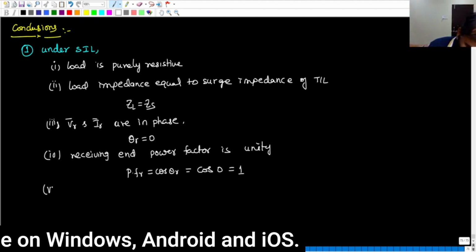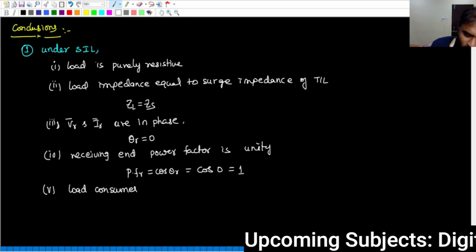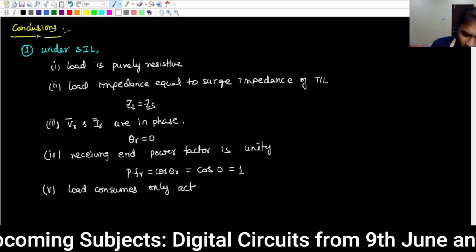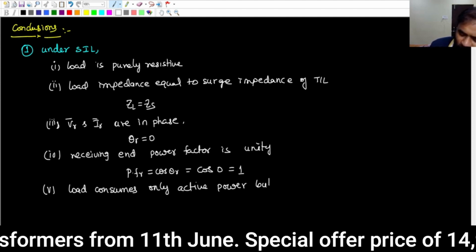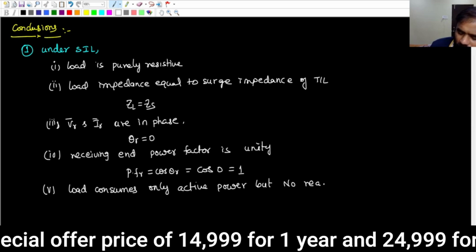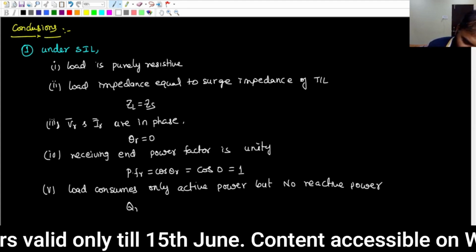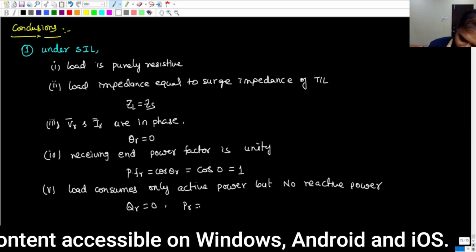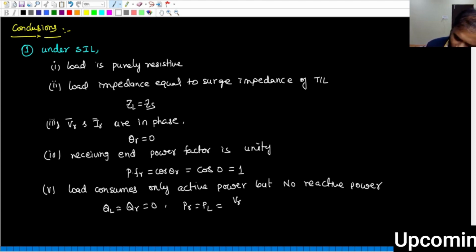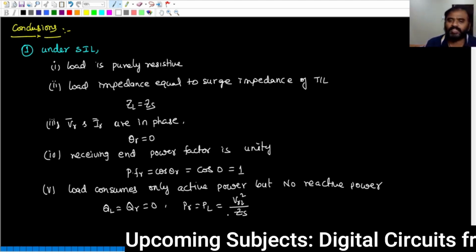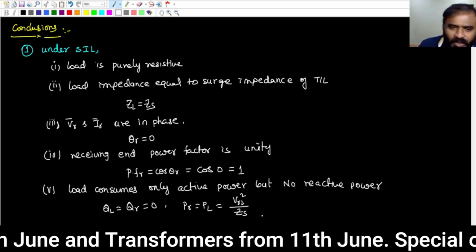And the next point. The load consumes only active power because it's a resistive load. Load consumes only active power but no reactive power. These things are very important. That means what is the QR value? 0. What are PR and PL equal to? VRL square by ZS. This is nothing but surge impedance loading only. Okay? Clear, sir? Now this is the one thing which is very important under surge impedance loading.